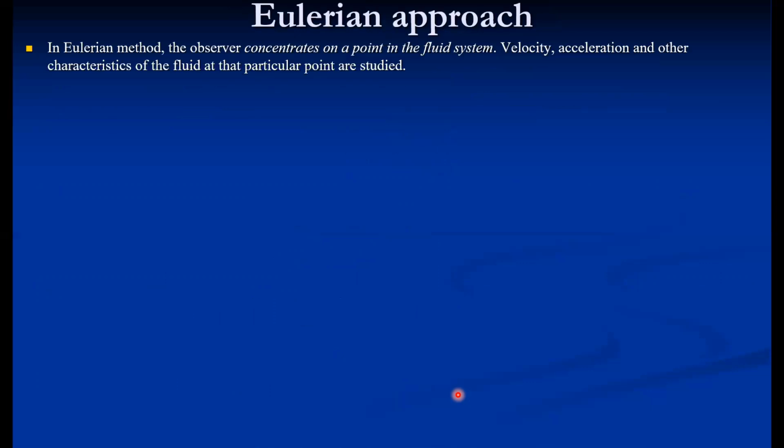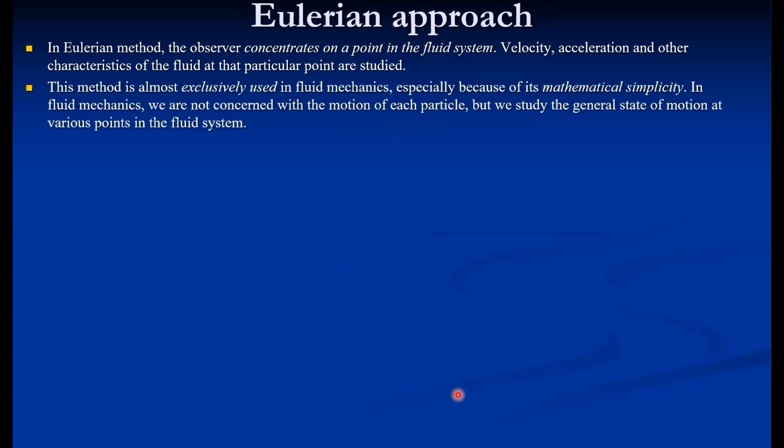While in the Eulerian approach, the observer concentrates on a point in a fluid system. The velocity, acceleration, and other characteristics of the fluid at that particular point are studied. So this method is almost exclusively used in fluid mechanics, especially because of its mathematical simplicity.